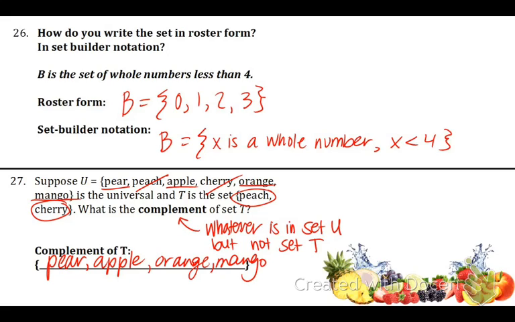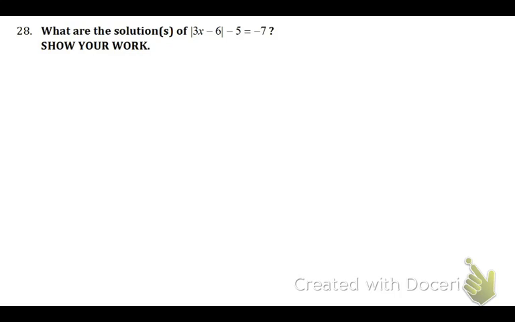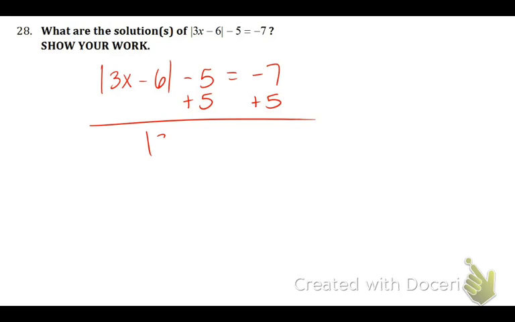Okay, here comes the last problem. What are the solutions of the absolute value of 3x minus 6, minus 5 equals negative 7? Well, let's get the absolute value by itself and then maybe get rid of it. First thing is add the 5 because it's outside of the symbols. The absolute value of 3x minus 6 is equal to negative 2.